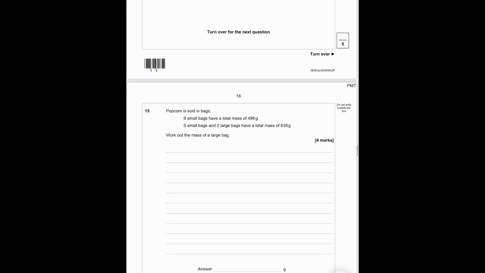Popcorn is sold in bags. 8 small bags have a total mass of 496. So one of those small bags would be 496 divided by 8, which is 62 grams each. Now we know that 5 small bags and 2 large bags have a mass of this, and we know that the small bag is 62. So 5 smalls would be 5 times 62.